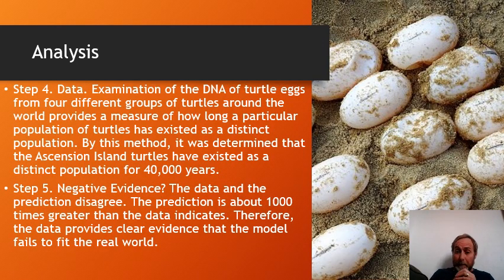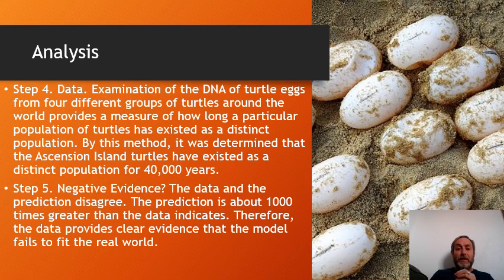So what is the data? Well, the data is that by examining the DNA of eggs from these turtles and eggs from other groups of turtles, we can determine how long it takes for a certain amount of differences between the DNA. And so these turtles are not millions of years worth different than other turtles. The longer they've been apart, the more different the DNA will be. This DNA they found is different, but it's not that different. It's like 40,000 years different. Okay, so that's the data.